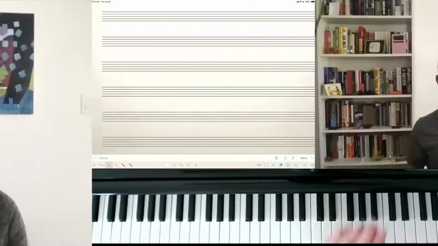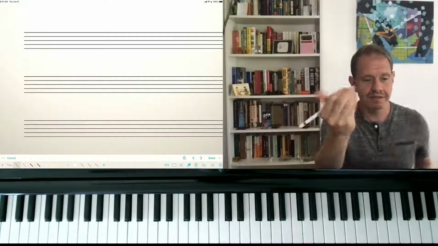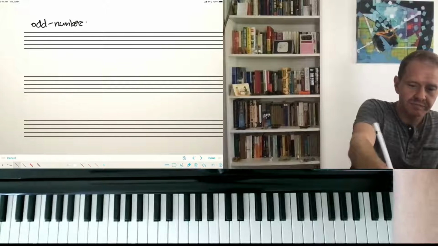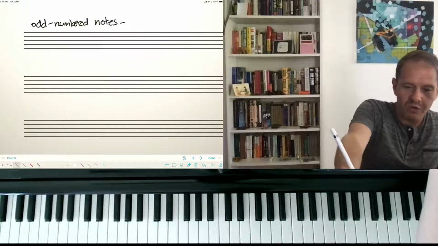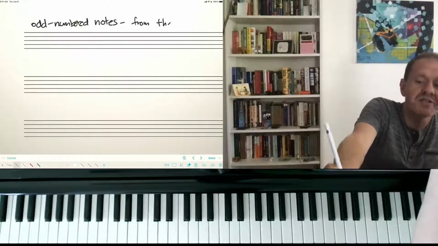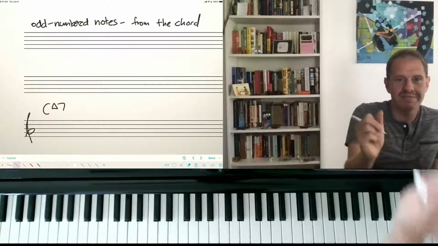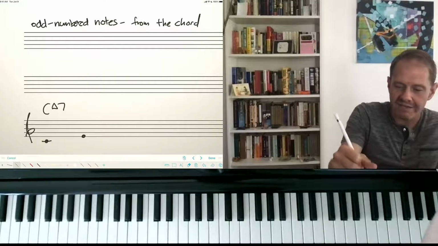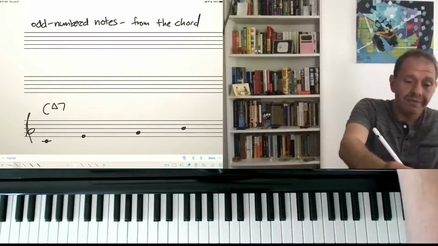And so I'm going to go to this view here. The basics of this theory is that in any scale, the odd numbered notes, so the 1, 3, 5, and 7, are going to be from the chord. So they're going to be the chord tones, the arpeggio of the chord, basically. Just to give you a simple example, let's say we have a C major 7 here. The 1, 3, 5, and 7 are going to be the 1, 3, 5, and 7 of the C major 7th chord.